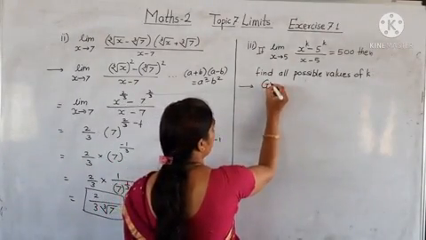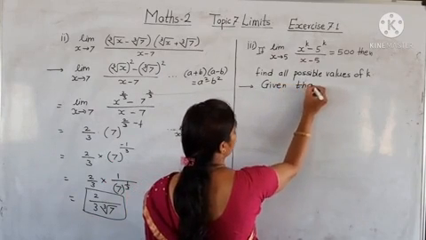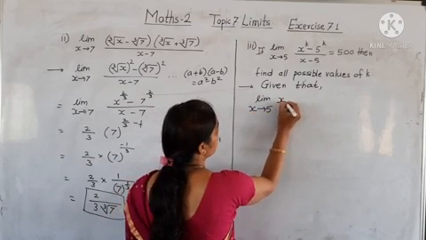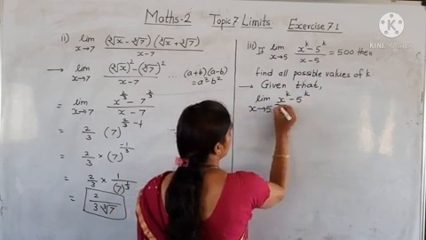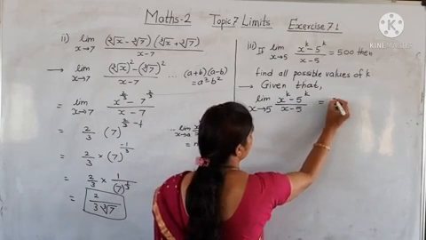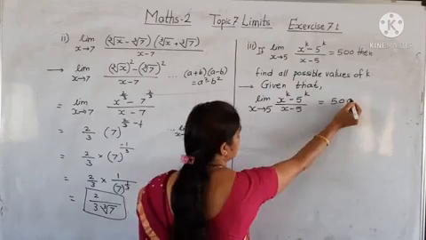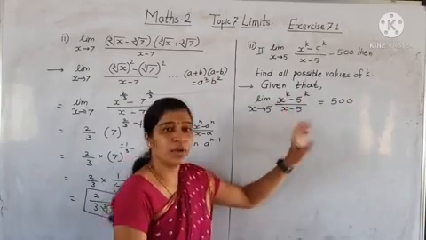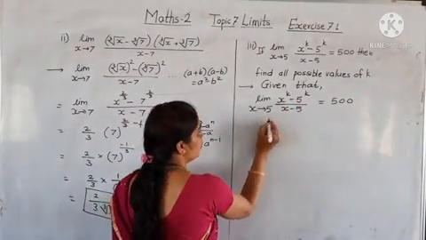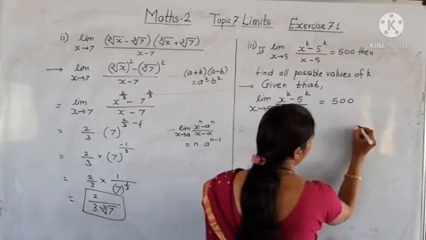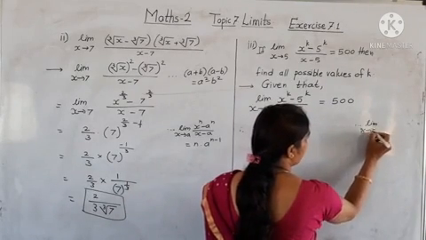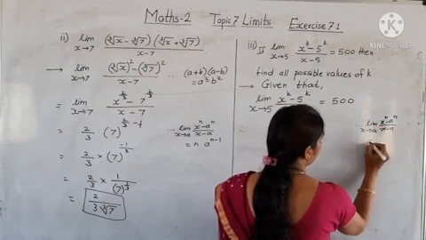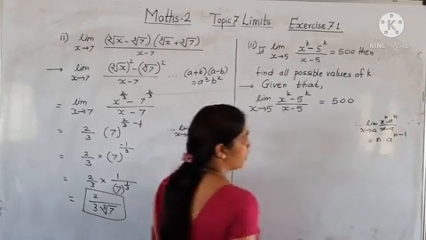What is given? Given that limit x tends to 5, x raised to k minus 5 raised to k upon x minus 5 is equal to 500. We had given this. Observe here LHS, it is of the form x raised to n minus a raised to n upon x minus a. So here we apply the formula. What is the formula? Limit x tends to a, x raised to n minus a raised to n upon x minus a is equal to n into a raised to n minus 1.